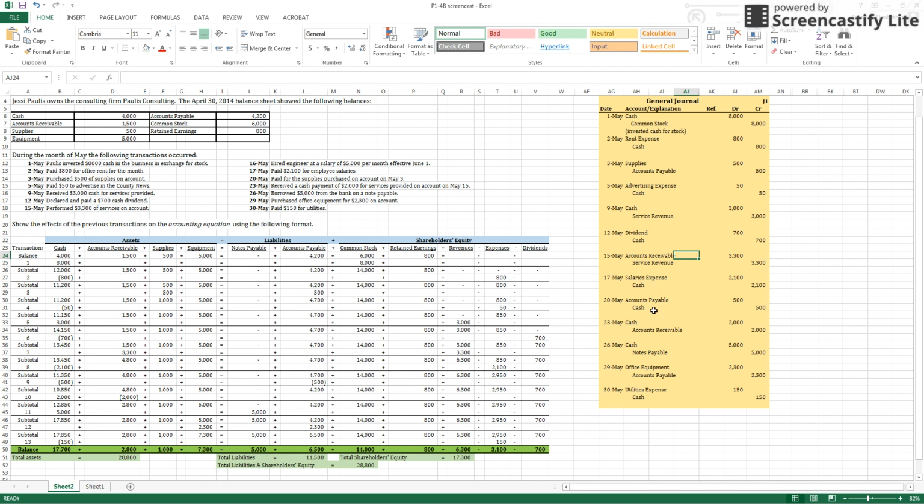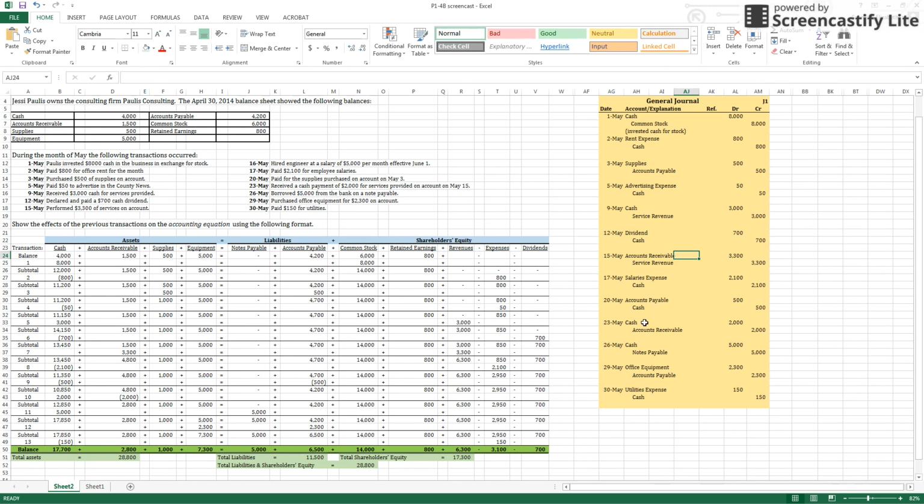On the 20th of May, you paid for the supplies purchased way back on May 3rd. So you look way back on May 3rd, you had this credit to accounts payable because you increased a liability. Well, now we're down here on the 20th, we're paying that off. We're going to debit that accounts payable for $500, and we're going to credit the cash because we are decreasing our cash.